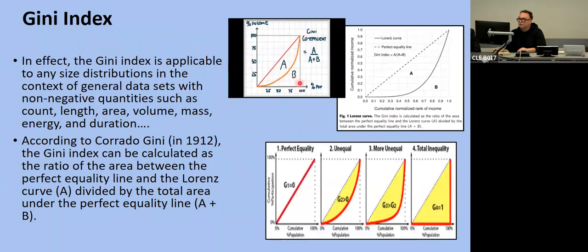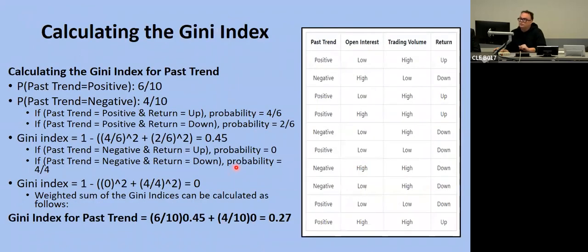We have A and B, A over A plus B in this curve. It's called the Lorenz curve. It was founded by a statistician from Italy named Corrado Gini in 1912. I do have some calculations here, but I'm probably going to have to chat with the class about this. But this is the stock market, low and high interest, trading volumes, and then the return. And you can calculate the Gini index from this example based on those attributes, and then 0.27, which is not too bad.